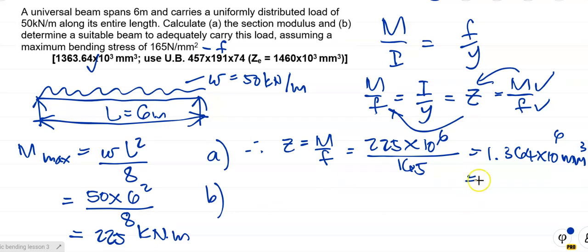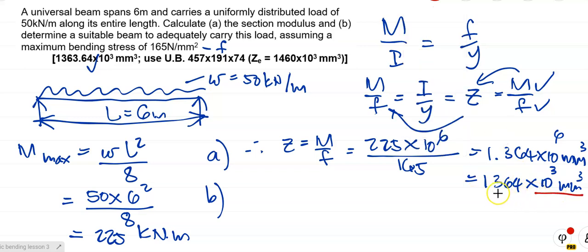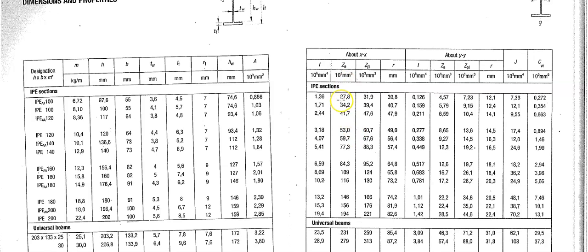So that is equal to 1364 times 10 to the power 3 millimeters cubed. I needed to make this 1,000 times bigger, and I made it 1,000 times smaller. So notice that there. Now this is 1364 times 10 to the power 3 millimeters cubed, so I can compare this number with that number, because this is all 27.8 times 10 to the power 3 millimeters cubed. Did you get that? If you're not sure, go back and check it out again.